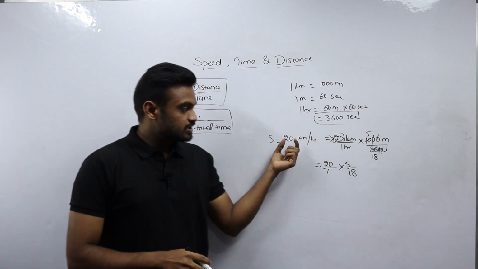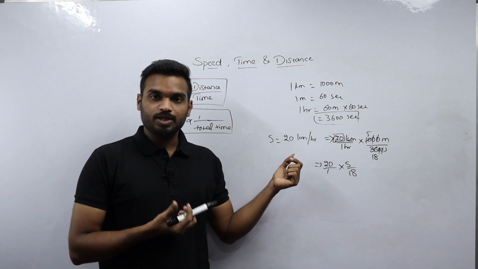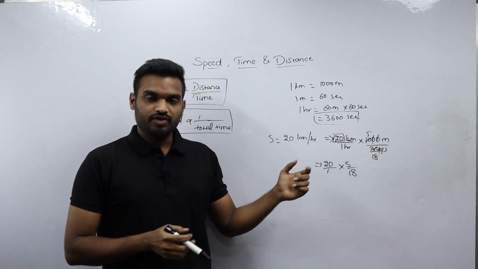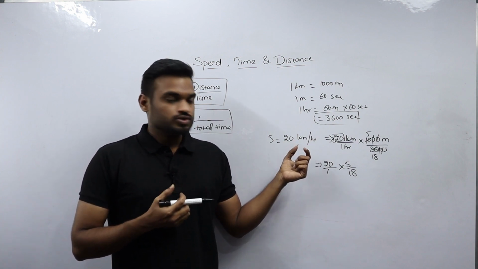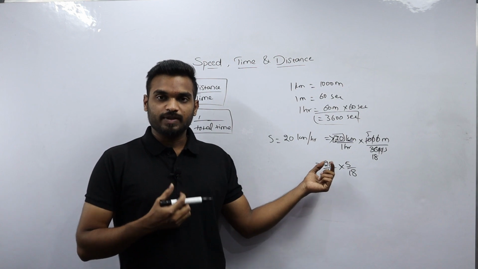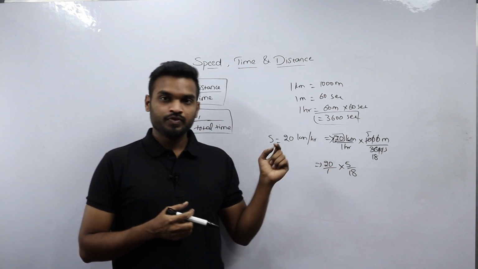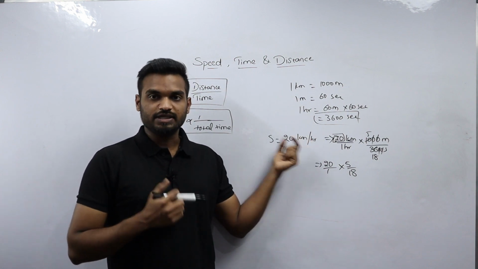Whenever we need to convert kilometer per hour to meter per second, we can simply multiply the speed value by 5 by 18. So we can simply get the value from kilometer per hour to meter per second.